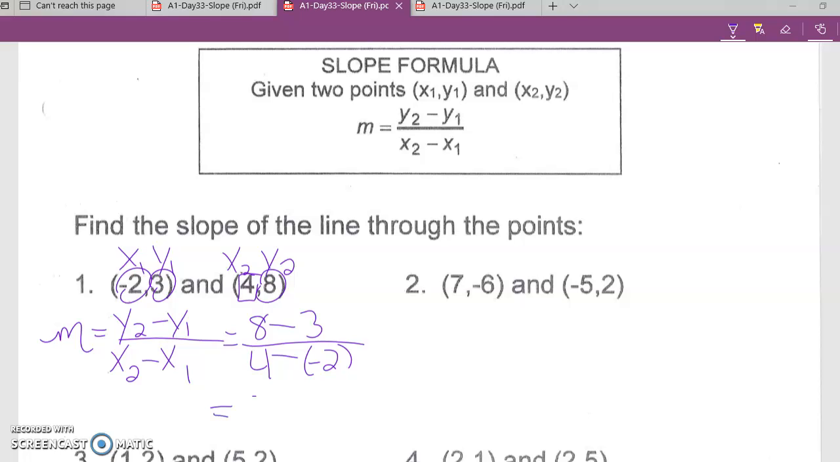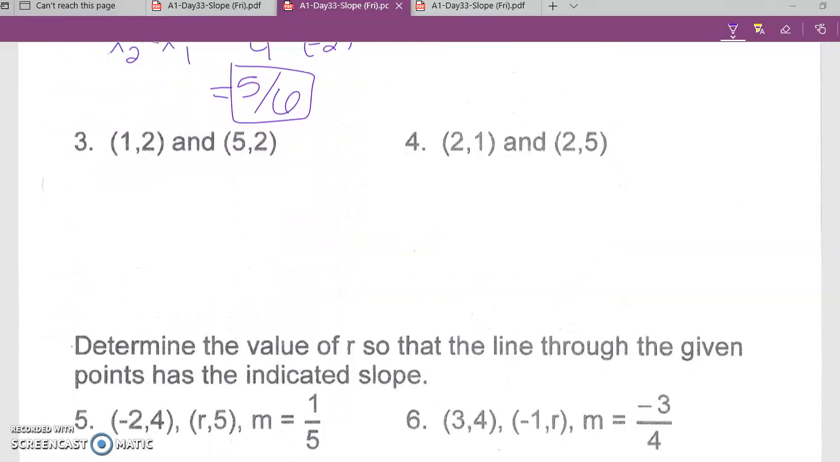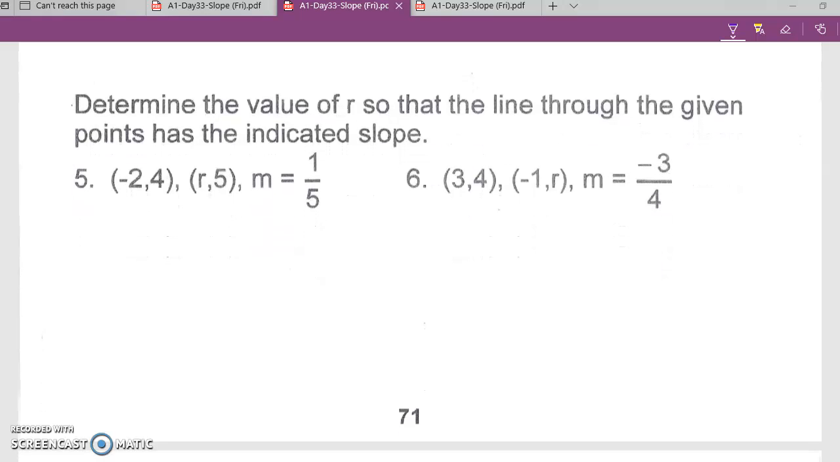On the top, 8 minus 3 is 5. On the bottom, 4 minus a negative 2 is positive 6. So our slope is 5/6. You're going to repeat this process over and over again, simplifying whenever possible for problems number 1, 2, 3, 4 on this side. On the bottom, here they give us the slope.